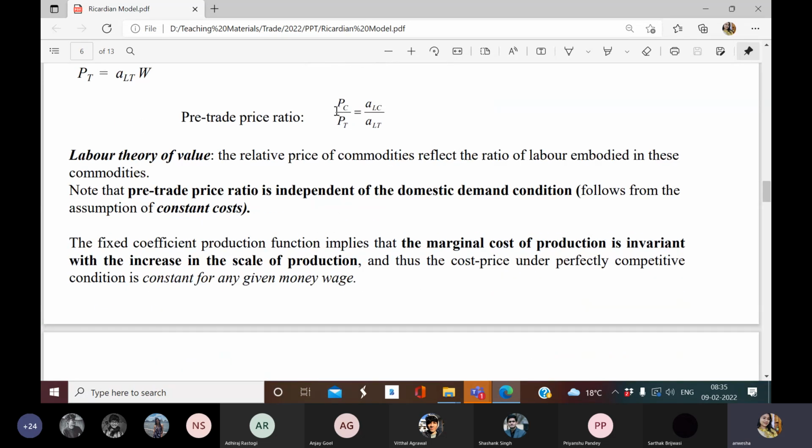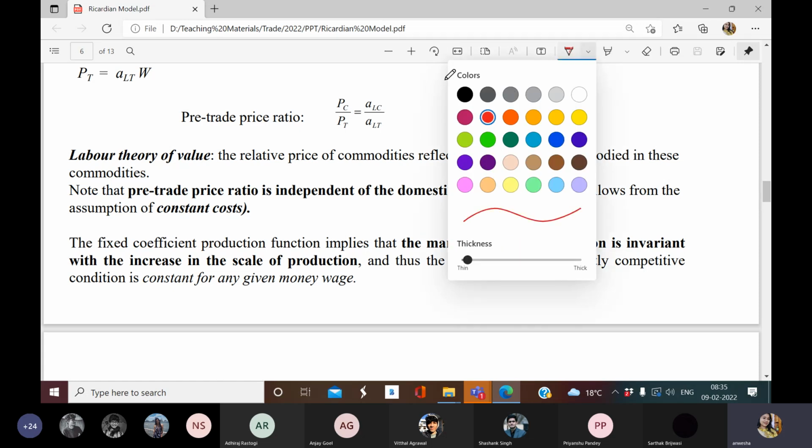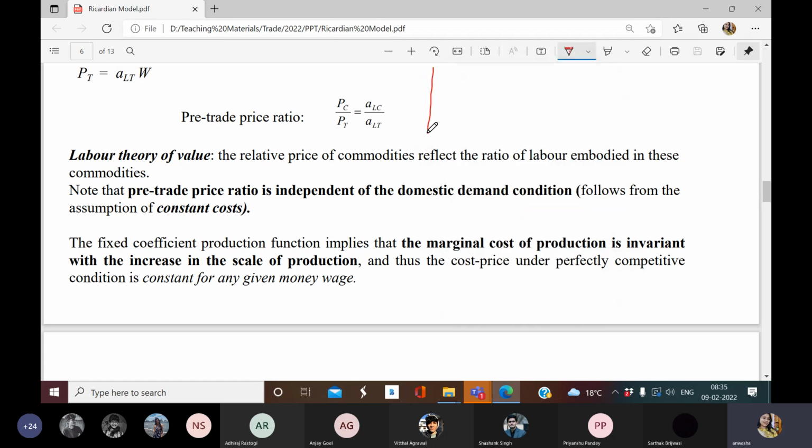In the pre-trade situation, we find that the relative price reflects the labor theory of value. The pre-trade price ratio is the ratio of the labor embodied in the two goods, and it is independent of domestic demand. So in the before trade situation, domestic demand doesn't play any role, because the price is entirely determined by cost. We discussed this while distinguishing between comparative cost advantage and comparative advantage, because here you are assuming constant cost.